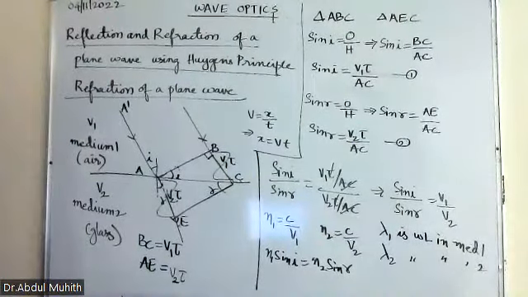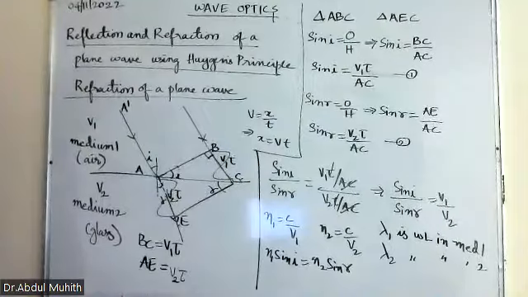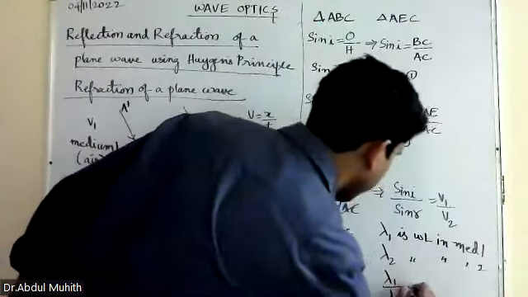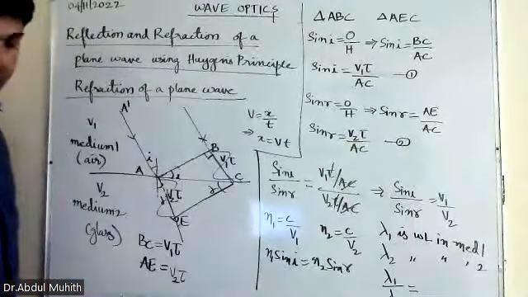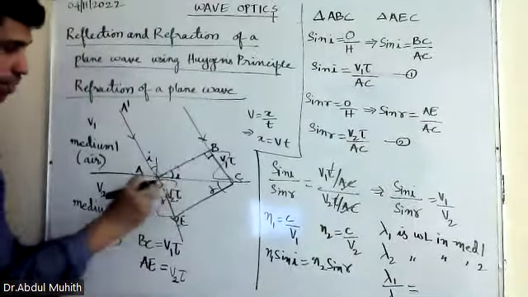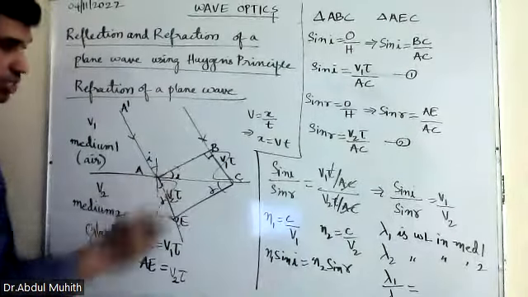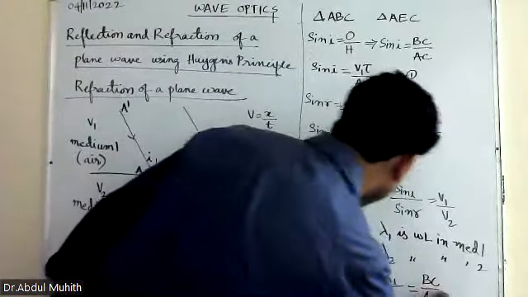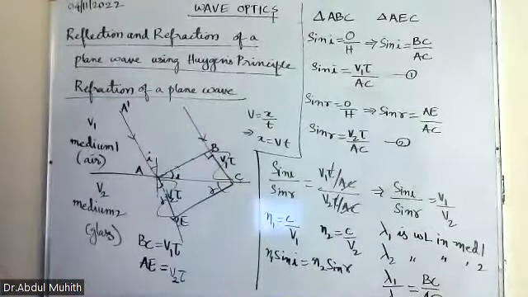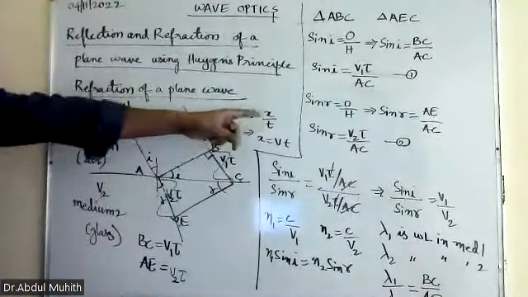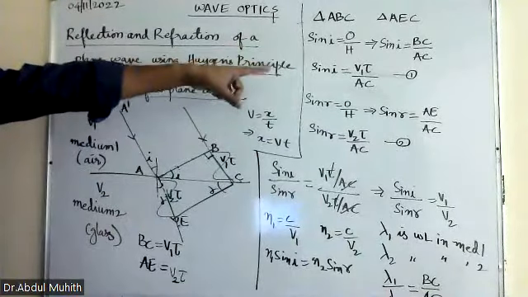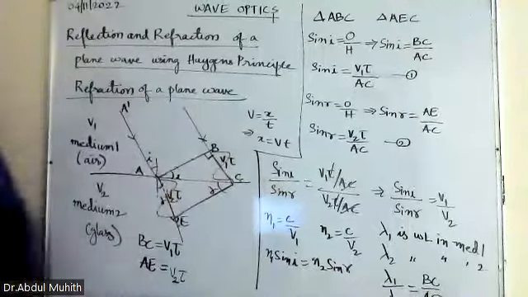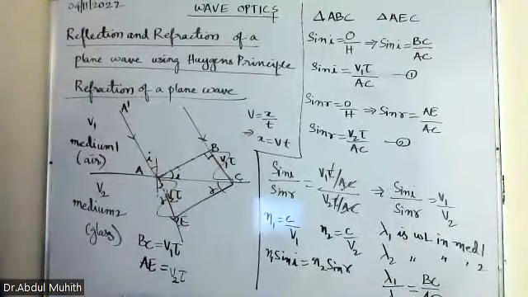So we'll divide one over the other. Lambda 1 by lambda 2 is equal to what? Which is equal to BC by AE. Lambda 1 is this one, lambda 2 is this one. But what is BC by AE again? See carefully. We got BC by AC and AE by AC. So BC by AE means, somewhere here, when we solve it, it is coming V1 by V2.